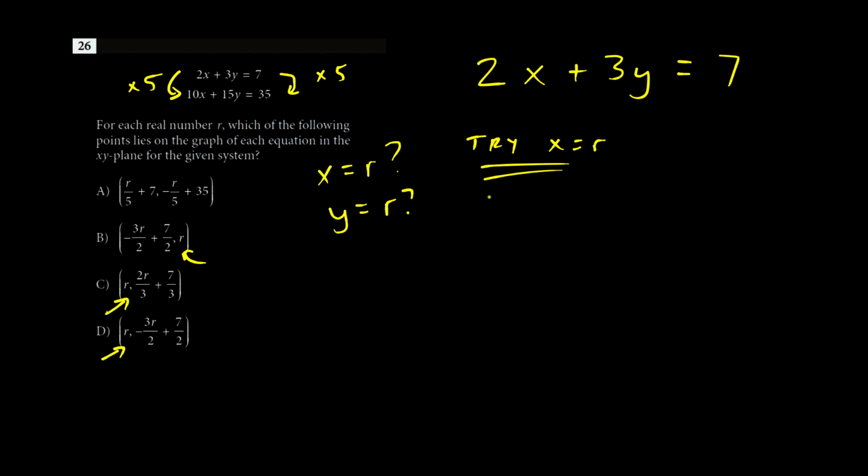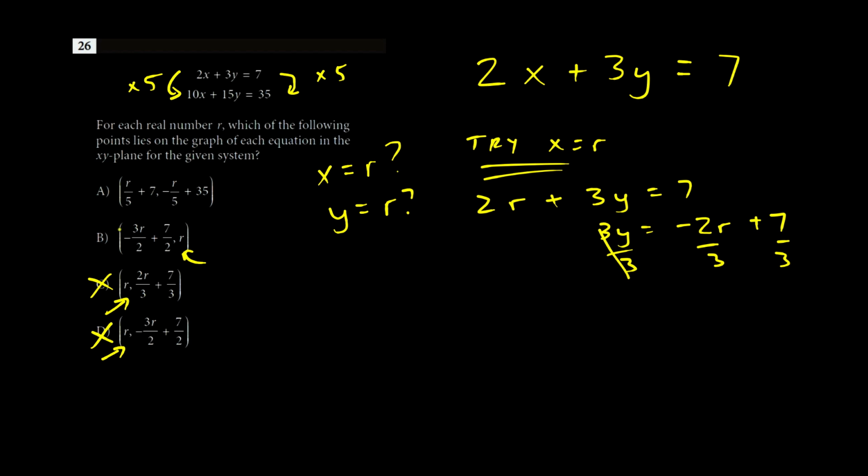So we're just trying this. That means we'd have 2 times r plus 3 times y equals 7. And if you solve for y, we're going to subtract the 2r from both sides, and then we end up dividing by 3. So this means y would be negative 2r over 3 plus 7 over 3. Well, that's negative 2r over 3, it's not positive, so it's actually not choice C. And it can't be choice D either. So now I'm between A and B. I would guess B, but let's go ahead and do that out.